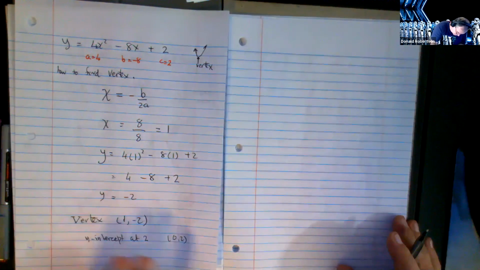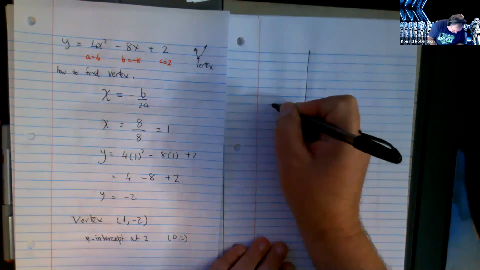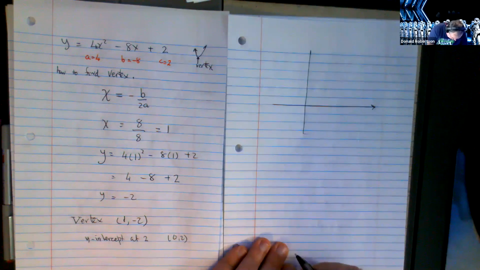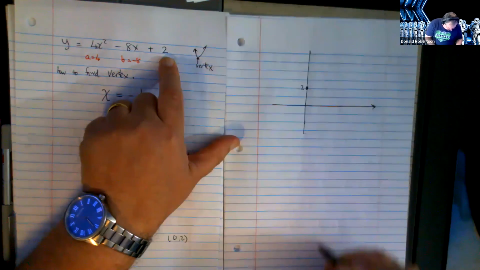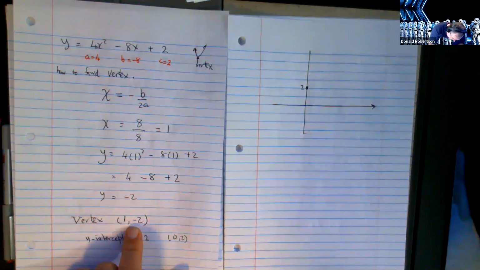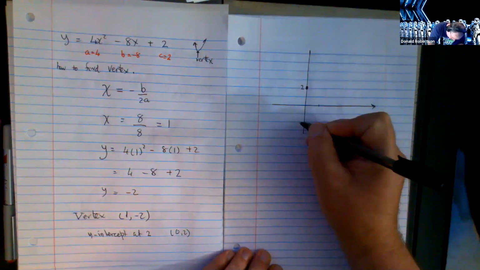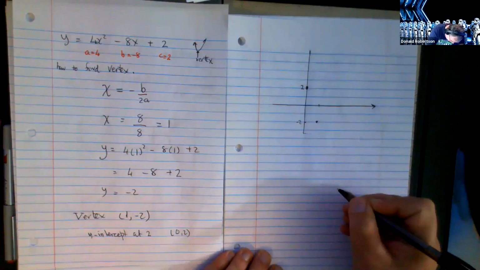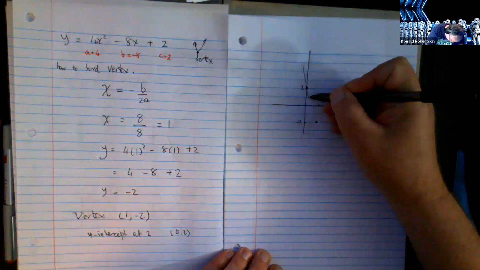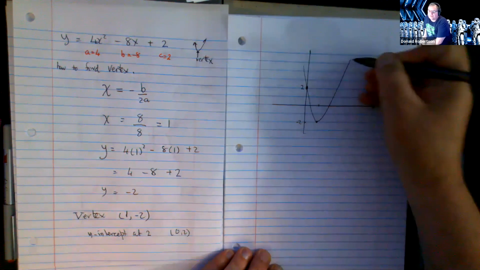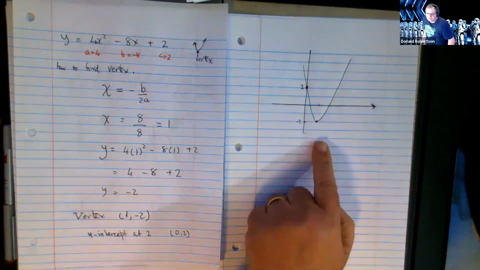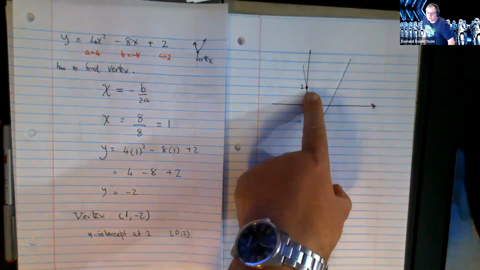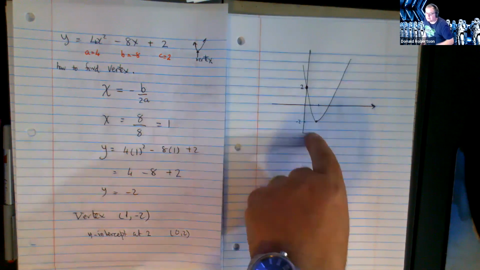I could do a very, very basic sketch of what that quadratic looks like now. It has a y-intercept of 2. It has a vertex at 1, -2, and it's a happy face. Do you see how quick it was to draw a sketch of that quadratic using the vertex, the y-intercept, and the fact it's a happy face?